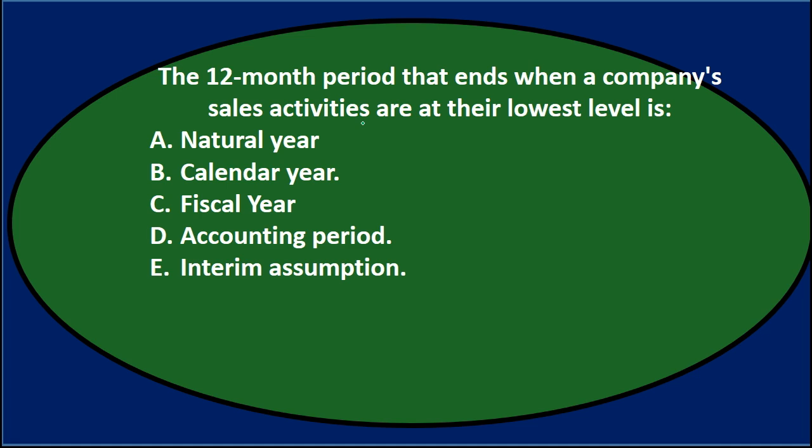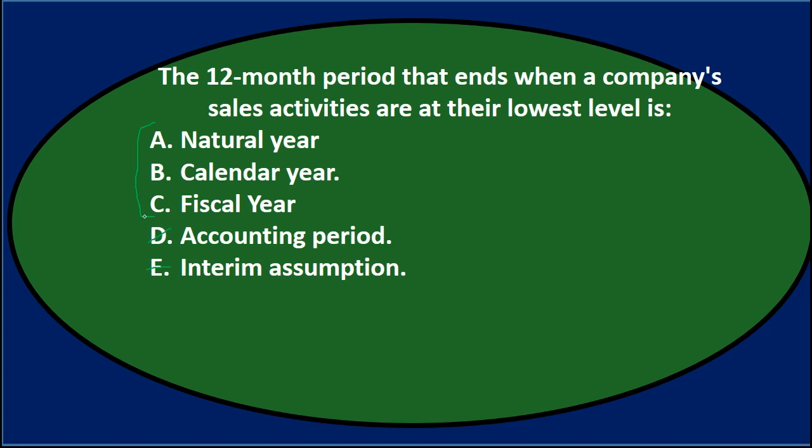So if we think about that, we might be able to eliminate, say, interim assumption doesn't look like it probably applies. This is the approach we probably go through to see what's going on here. Accounting period, if I was going to look at these, would probably be something that I would say doesn't look like it's something that might apply here. We have the fiscal year, the calendar year, and the natural year. It looks like it's between these three to me, so I would probably eliminate those last two.